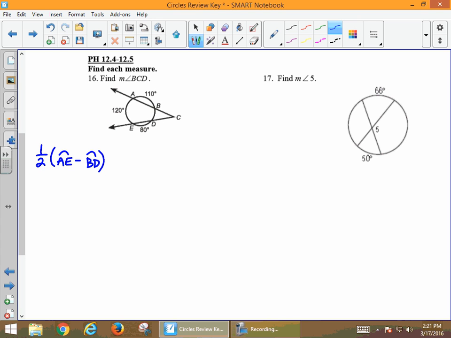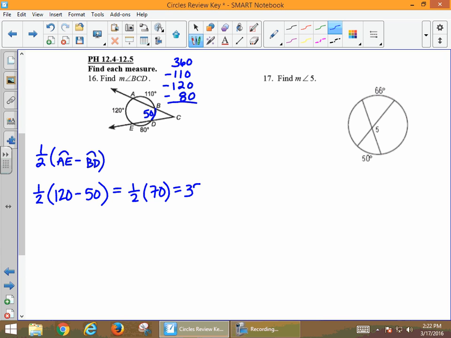All right, so let's take a look at this here. Well, arc AE is easy. It's given. That's 120 degrees. But arc BD is not given. So I'm going to have to find it. And I'm going to find it because I know that there are 360 degrees in a circle. So I'm going to take my 360 degrees. I'll subtract 110. I'll subtract 120. And I'll subtract 80. I'll subtract all those numbers away, and I'll find out that that arc is equal to 50 degrees. So the measure of angle BCD is equal to half of 120 minus 50. So that is half of 70, or 35 degrees.